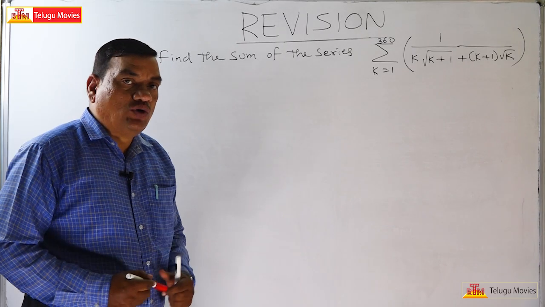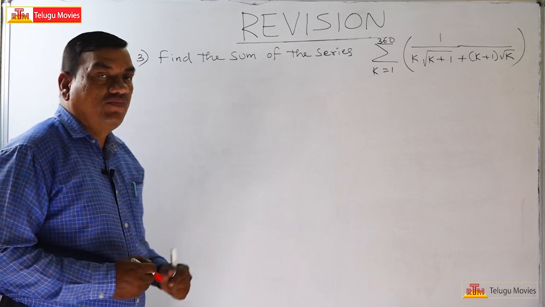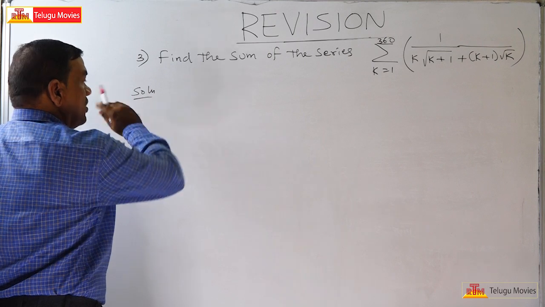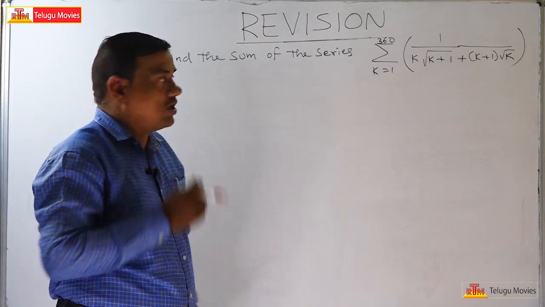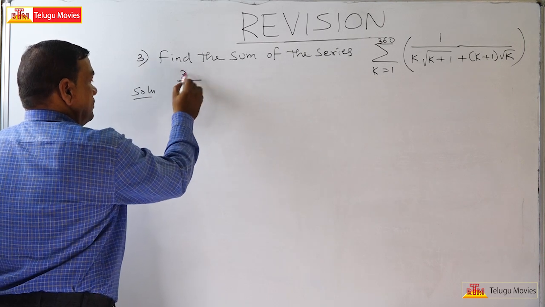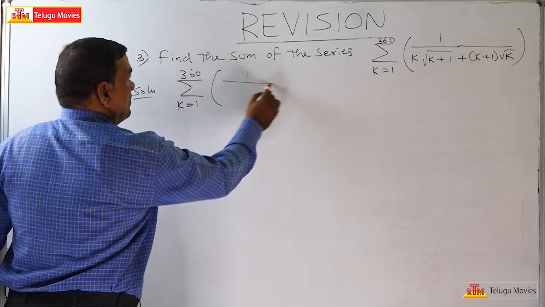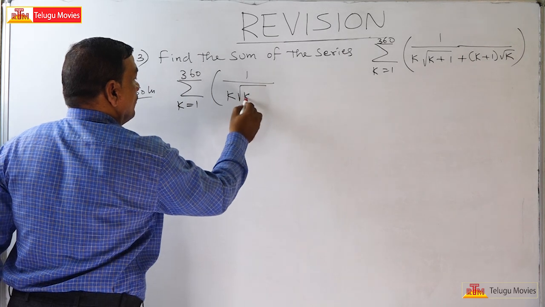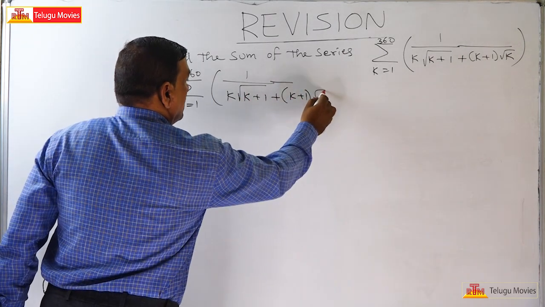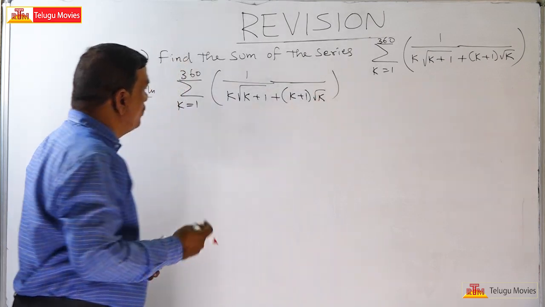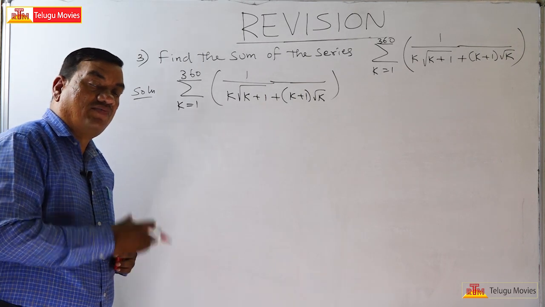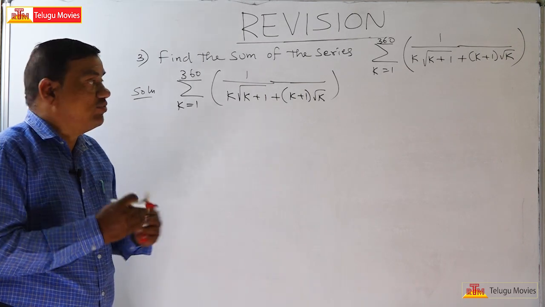Hi students, welcome to this problem. So, this problem is from sequence and series. There is one series given here. Find the sum of the series, he is asking. So, let us take the given problem. Sigma, k runs from 1 to 360, 1 by k into root of k plus 1 plus (k plus 1) under root of k. Now, we have to find out the sum to 360 terms, from the first term to the 360th term.